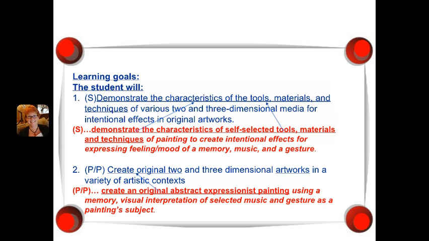So when you look at the example, you'll note that the first benchmark is a skill, and it's asking the student to demonstrate characteristics of the tools, materials, and techniques. I'm using this for my painting unit. So I have included into my learning goal the self-selected tools, materials, and techniques of painting, and the intentional effects are going to be about expressing feeling, mood of a memory, music, and gesture.